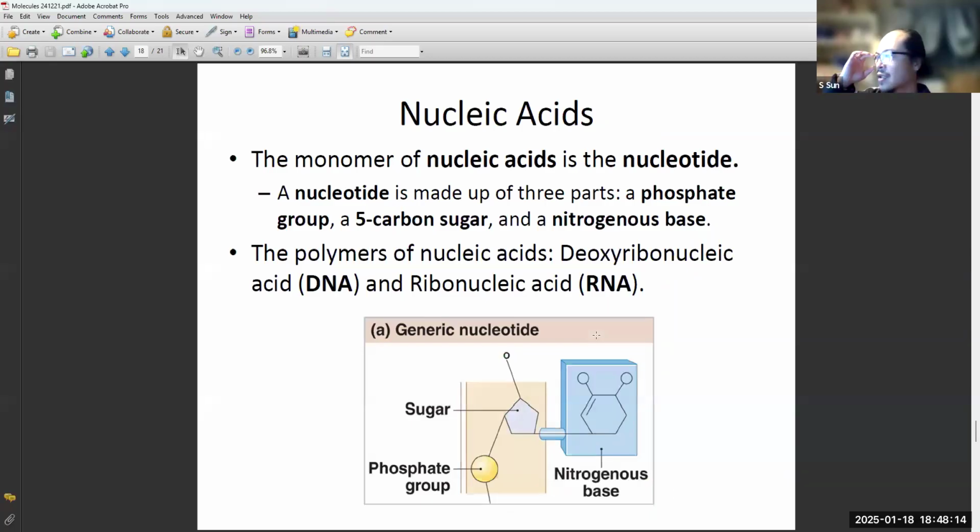So that's the protein. Now, the last one that we are going to talk about is the nucleic acid. We have two major nucleic acids that we will talk about. One is called DNA and the other one is called RNA. These are all genetic related molecules. These molecules store our genetic codes. I personally feel it's very fascinating.